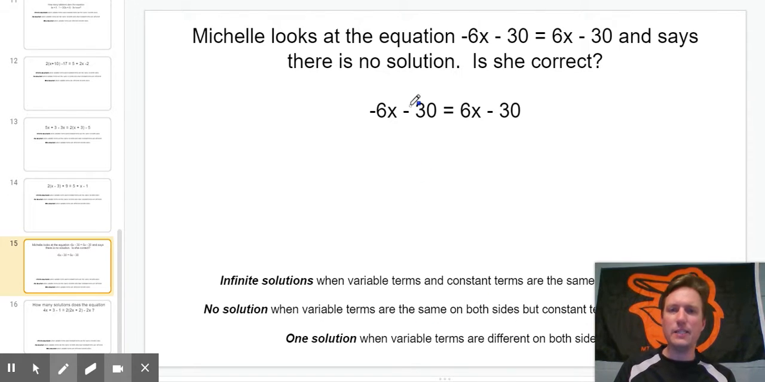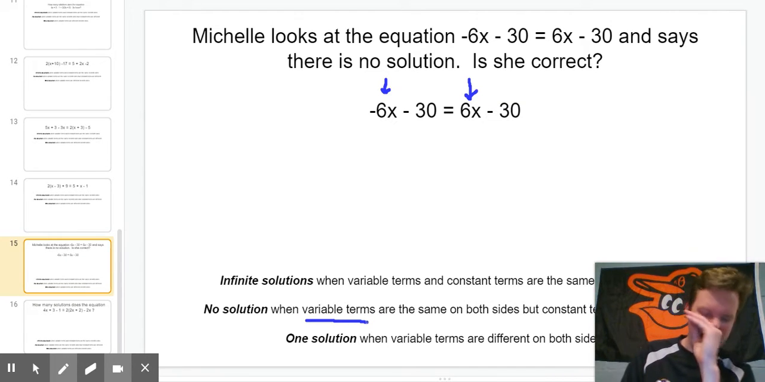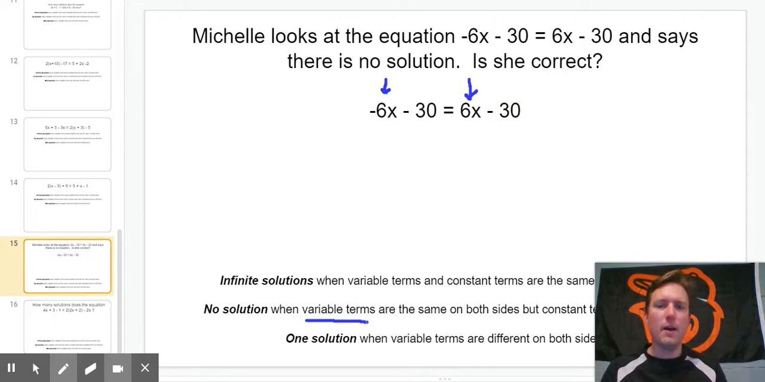So I guess she's looking at this negative 6x and this 6x and saying, well, they're the same because those would be considered the variable terms. But are they? Let's use math to prove to her that there would be one solution because the variable terms are different. So if I were to solve this equation, now we haven't been doing this, what I'm going to be trying to do is get my variable by itself, isolate the variable on one side, and my constant terms on the other.